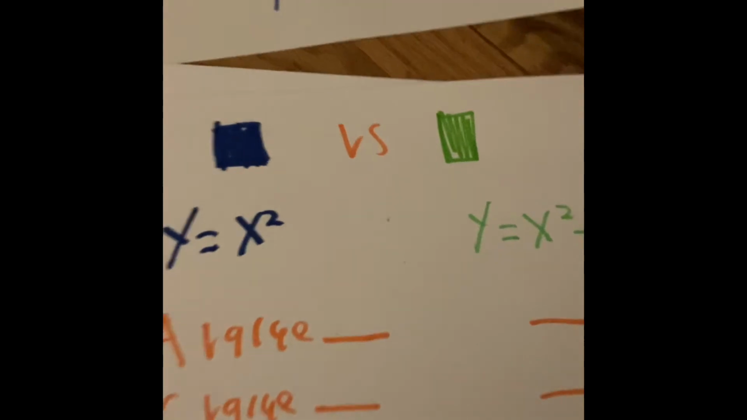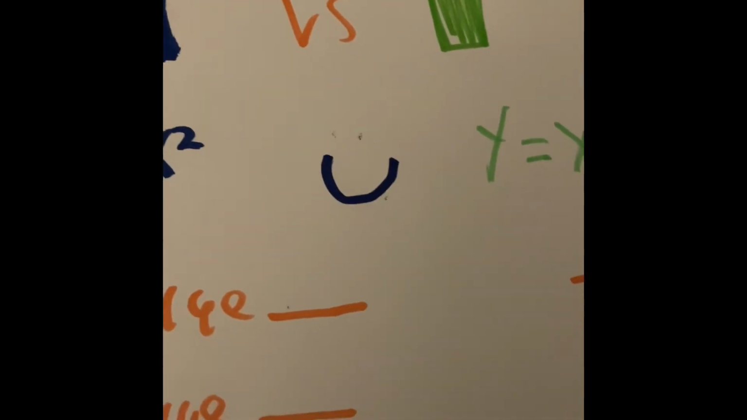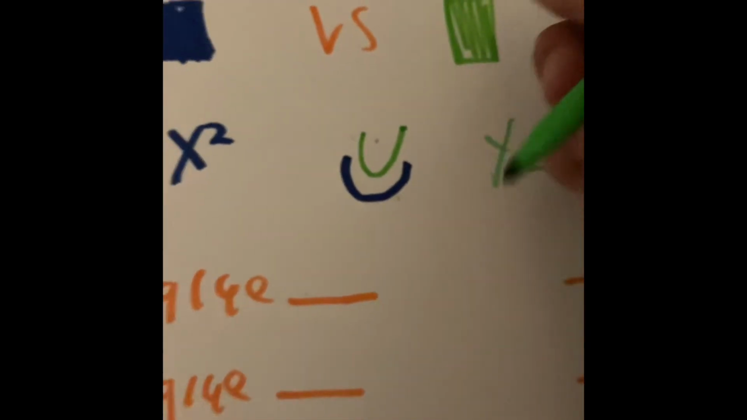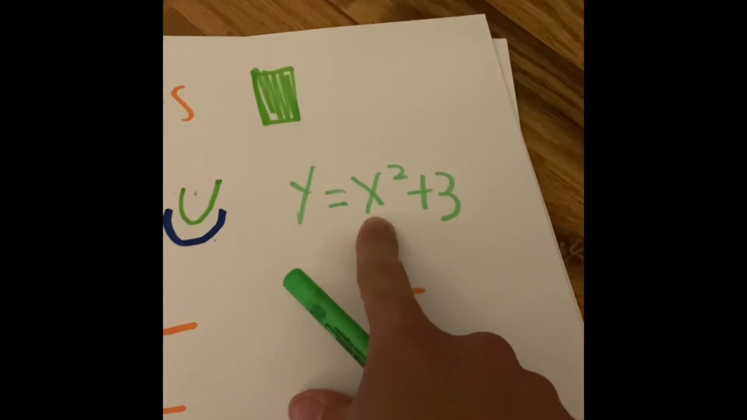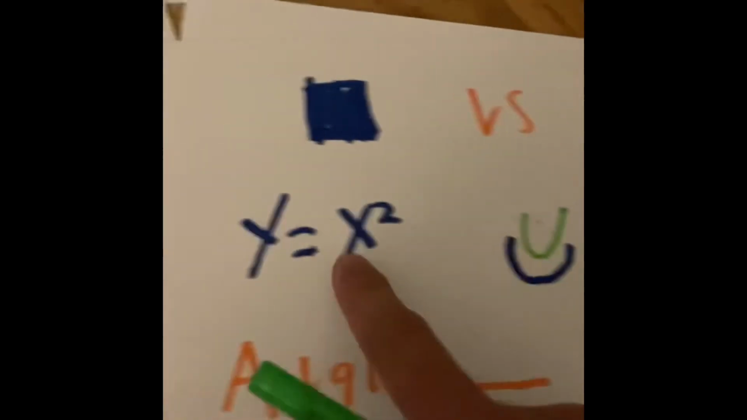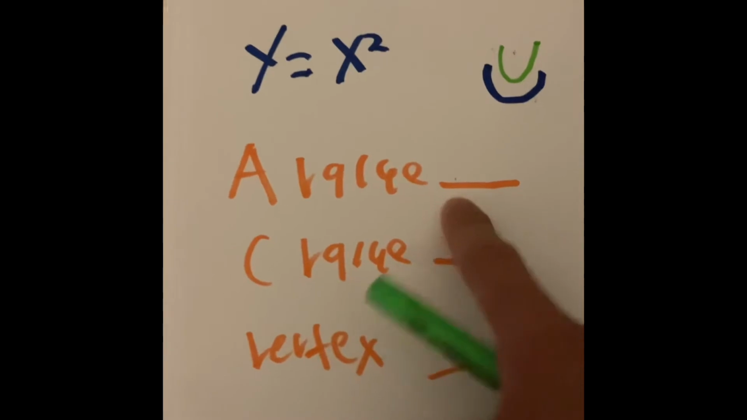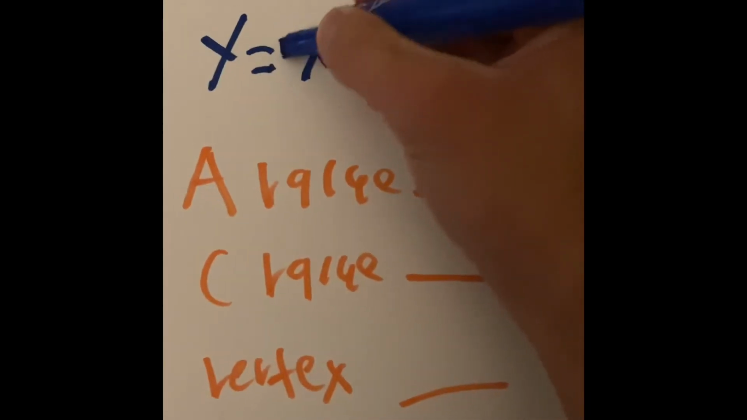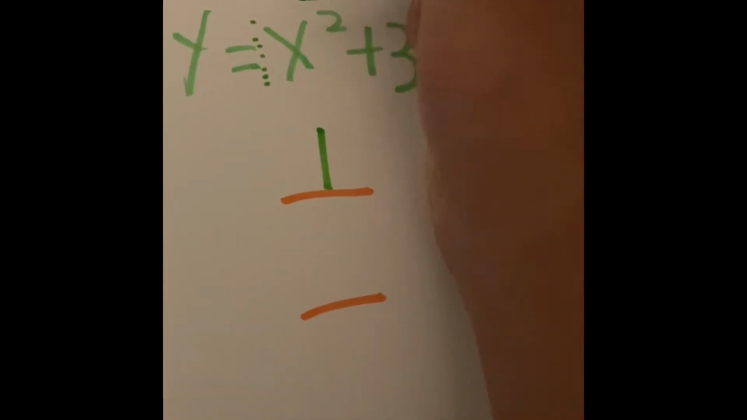Okay, so what we saw there is the blue one and the green one going up, which means that they're both positive parabolas because they have a positive coefficient in front of them. There's an invisible 1 in front of them. When we look at the a, c, and vertex, the a value is going to be 1 because there's an invisible 1. For the other one, it's the same thing, 1, because there's an invisible 1.